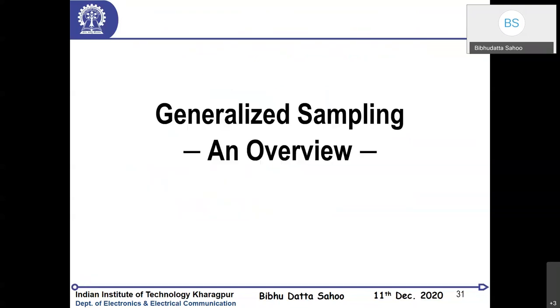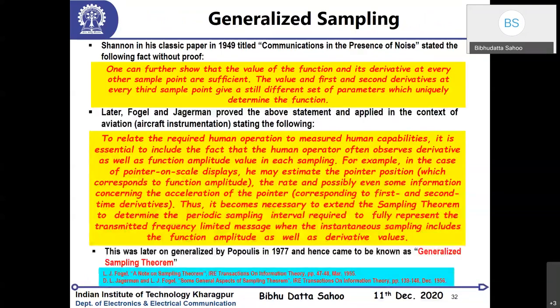Now, let me give you a little bit of history on generalized sampling. Okay, Shannon in his classic paper in 1949, which was titled Communications in the Presence of Noise, stated the following fact in the yellow highlight without proof. He did not give a proof of this. This is what he said. One can further show that the value of the function and its derivative at every other sample point are sufficient. The value and first and second derivatives at every third sample point give a still different set of parameters which uniquely determine the function.